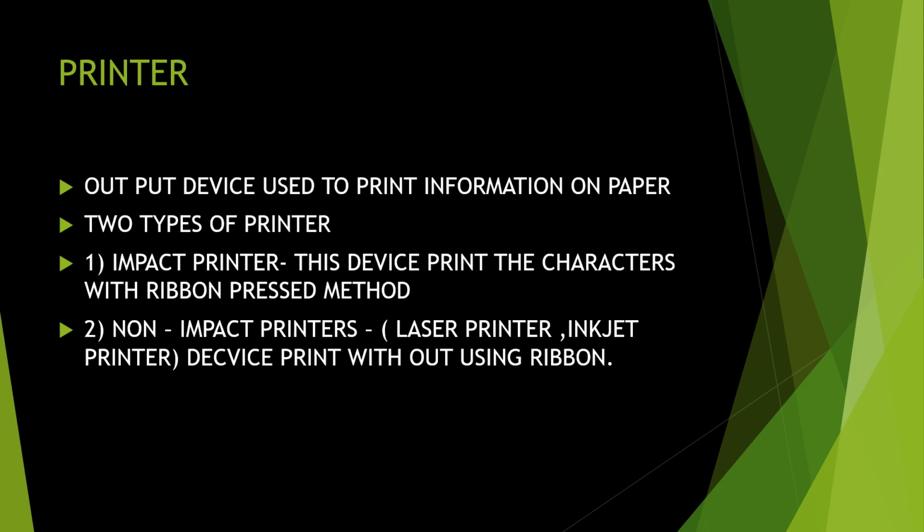Next are the non-impact printers, that is, laser printers and inkjet printers. The latest printers belong to the non-impact printers. These devices print without using a ribbon. There is no ribbon in them. They use some kind of ink for printing, and this is the latest type of printing. So printers are of two types. It is not an input device, it is an output device.